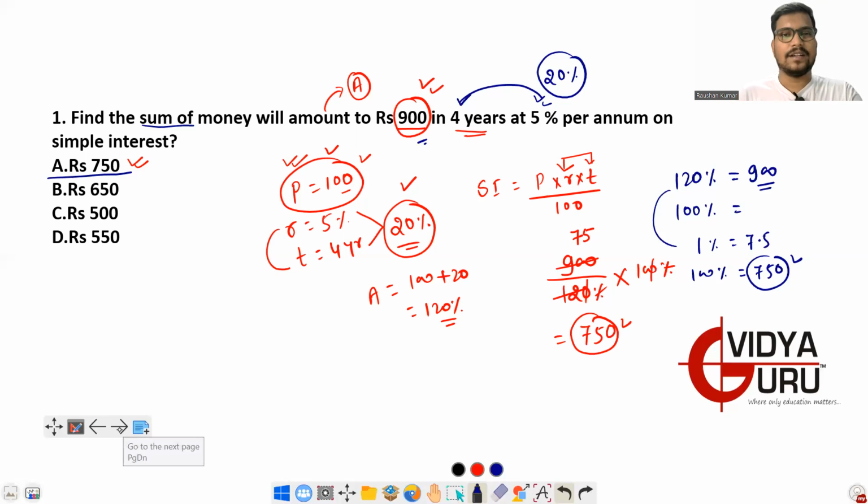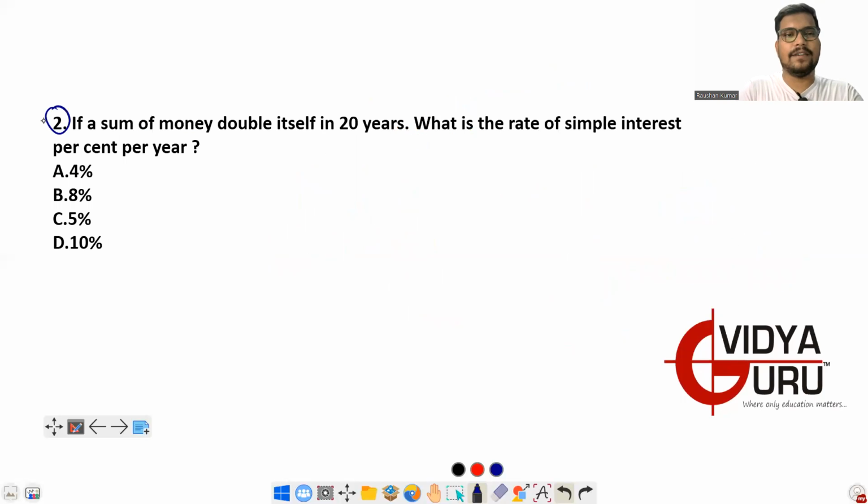Now see the second question here. The question is saying if a sum of money doubles itself in 20 years. Time is given, 20 years. Let it be, we have taken this as the principal, because the question is asking about the rate of interest, and rate of interest is what we get as interest on 100 rupees after 1 year. So P is given as 100 rupees. Let it be, I have taken P equal to 100.